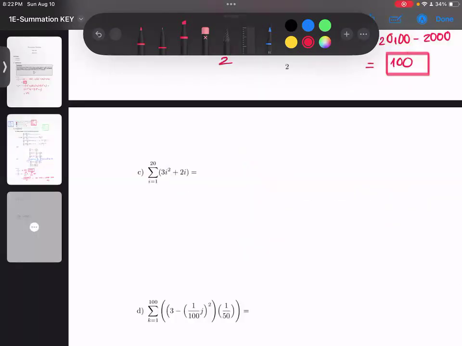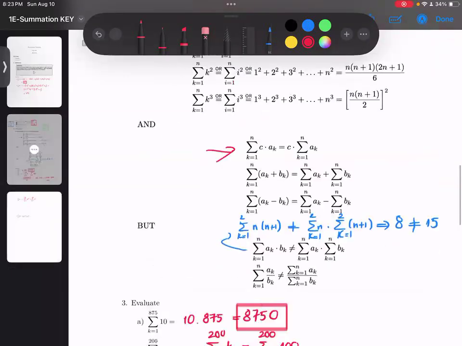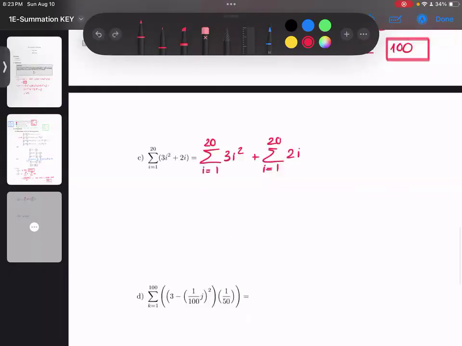Proceed again. First thing first, I'm going to split it apart because there's a sum here. Linearity is okay. So the sum i equal 1 to 20 of 3i squared plus the sum i equal 1 to 20 of 2i. Remember the next step, because in 3 times i squared, the 3 is a constant, I can pull it out, right? Remember this rule right here, I can pull the constant to the front. I'm going to do it step by step here. So it's going to be 3 times the summation i equal 1 to 20 of i squared plus 2 times the summation i equal 1 to 20 of i.